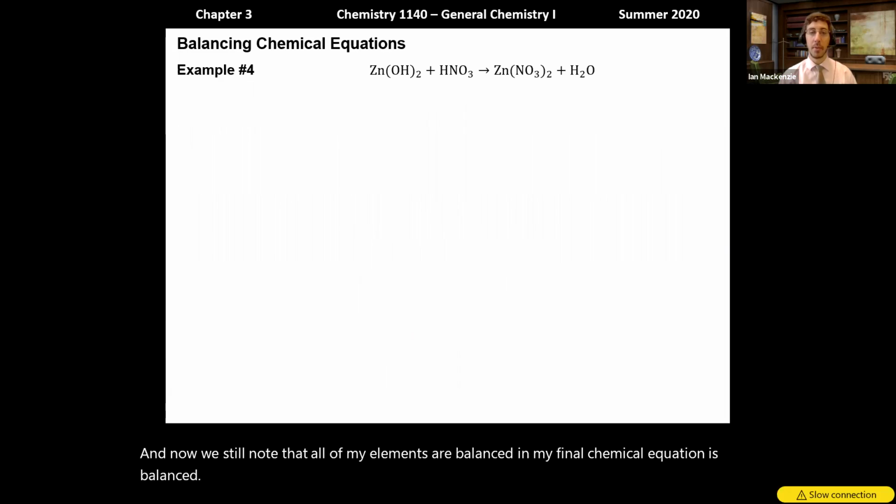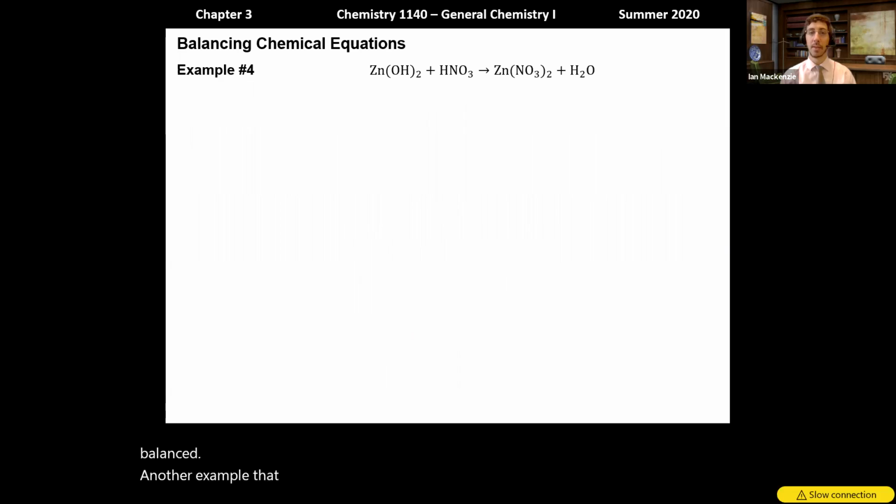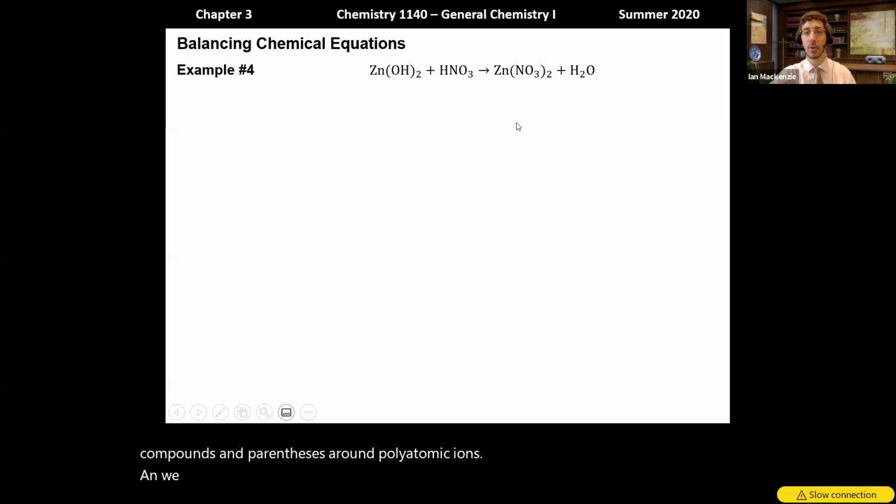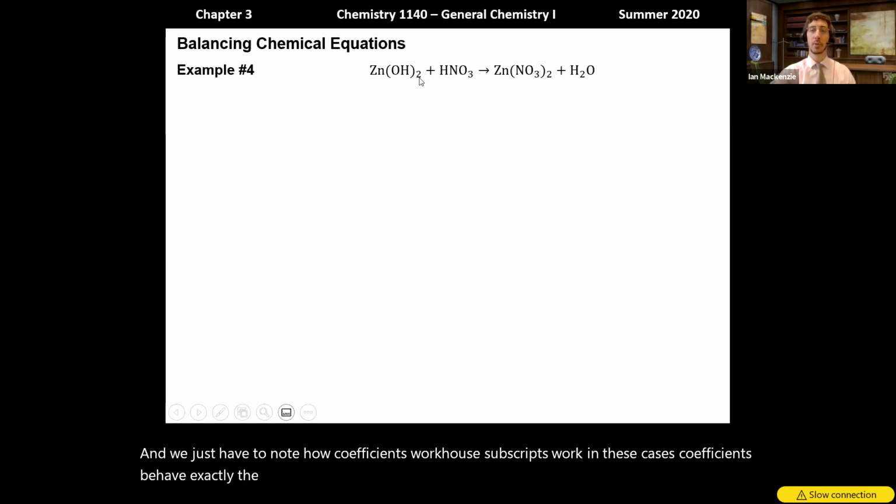Another example that may be a little bit more complicated. This is one involving ionic compounds and parentheses around polyatomic ions. And we just have to note how coefficients work, how subscripts work in these cases. Coefficients behave exactly the same. A subscript outside of a parentheses means that every atom inside the parentheses is multiplied by the subscript that is outside.